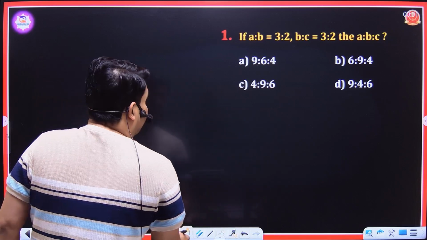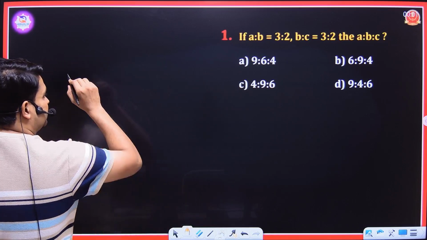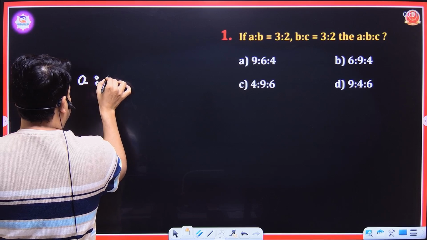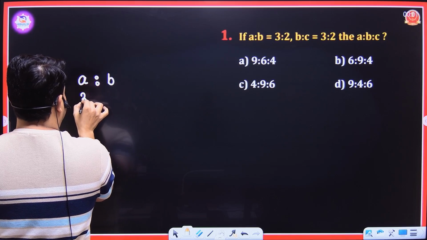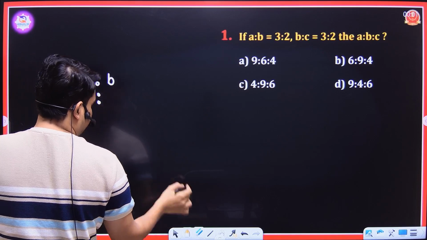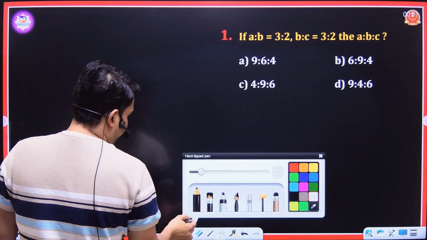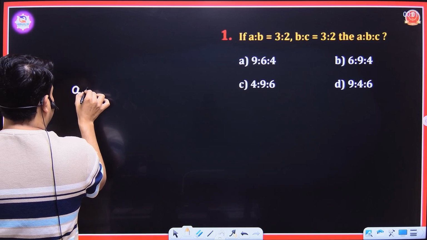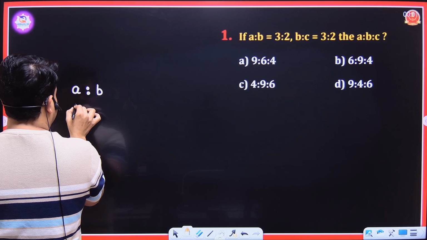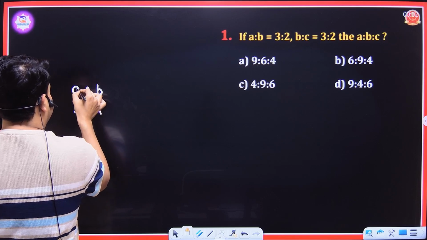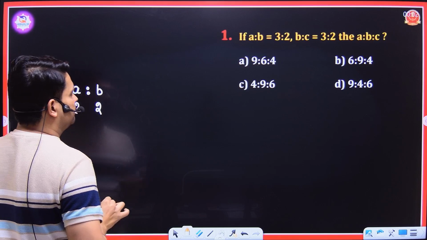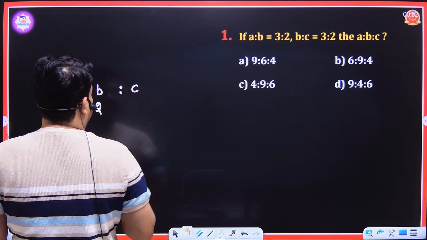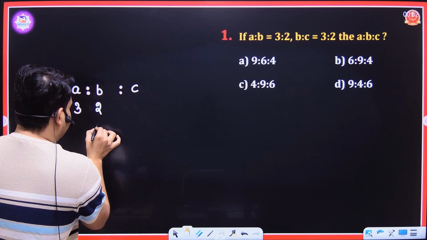See, we have A ratio B is equal to 3 ratio 2. It means A ratio B is 3 ratio 2. It means if the value of A is 3, the value of B is 2. And what we have is B ratio C. If the value of B is 3, we have the value of C is 2.